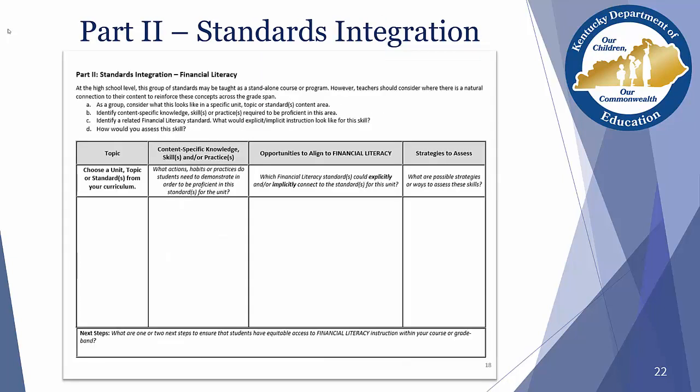So there'll be a part 1 in each of the domains for career studies, essential skills, and financial literacy. Part 2 is an integration tool to use if you're considering integrating some of the financial literacy standards into other content areas. So this tool would be looking at a topic or a unit or standards from a content area, and then where that would align with the financial literacy standards.